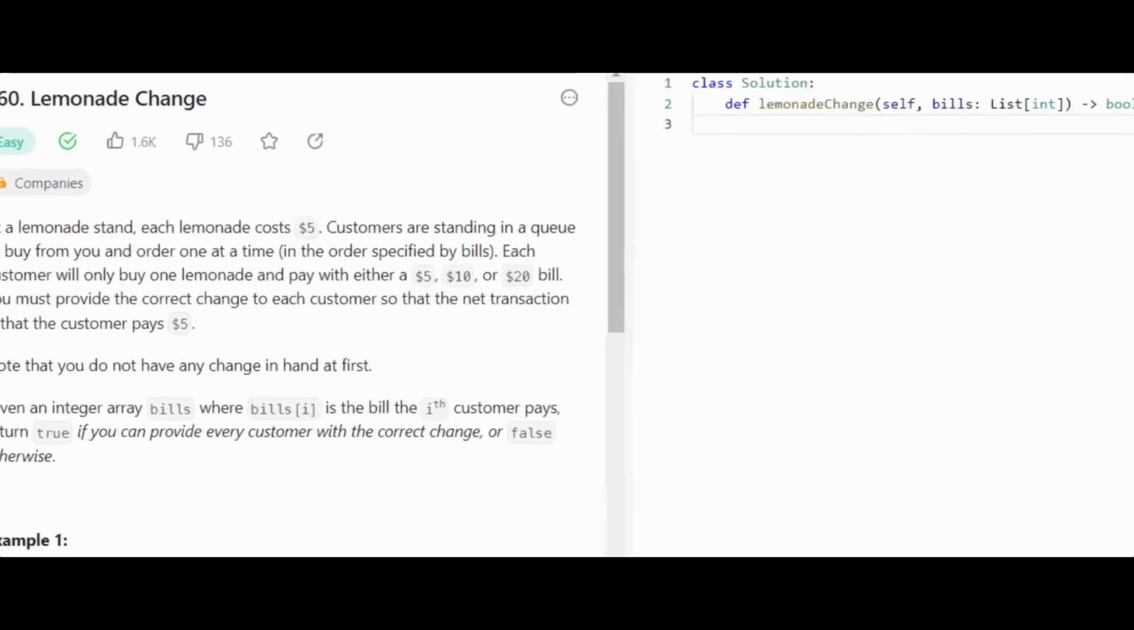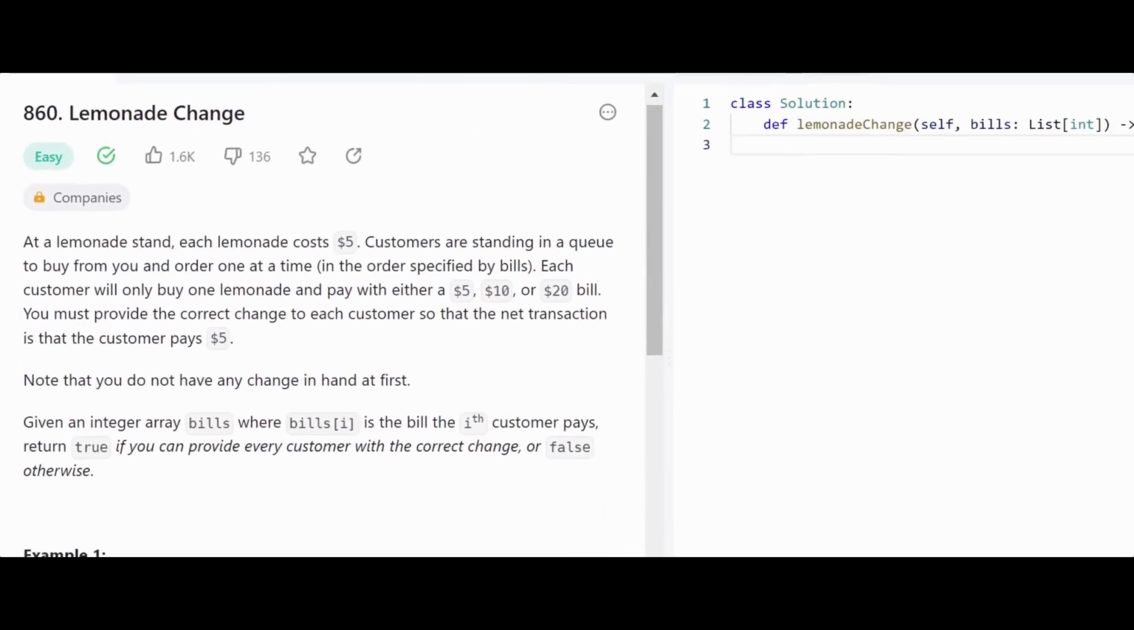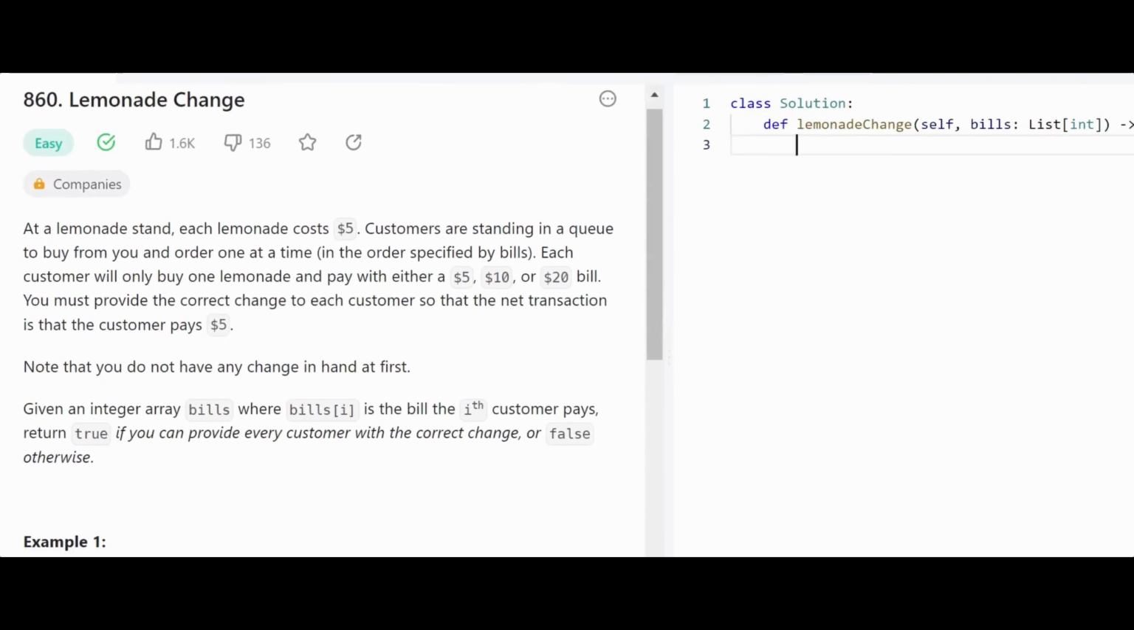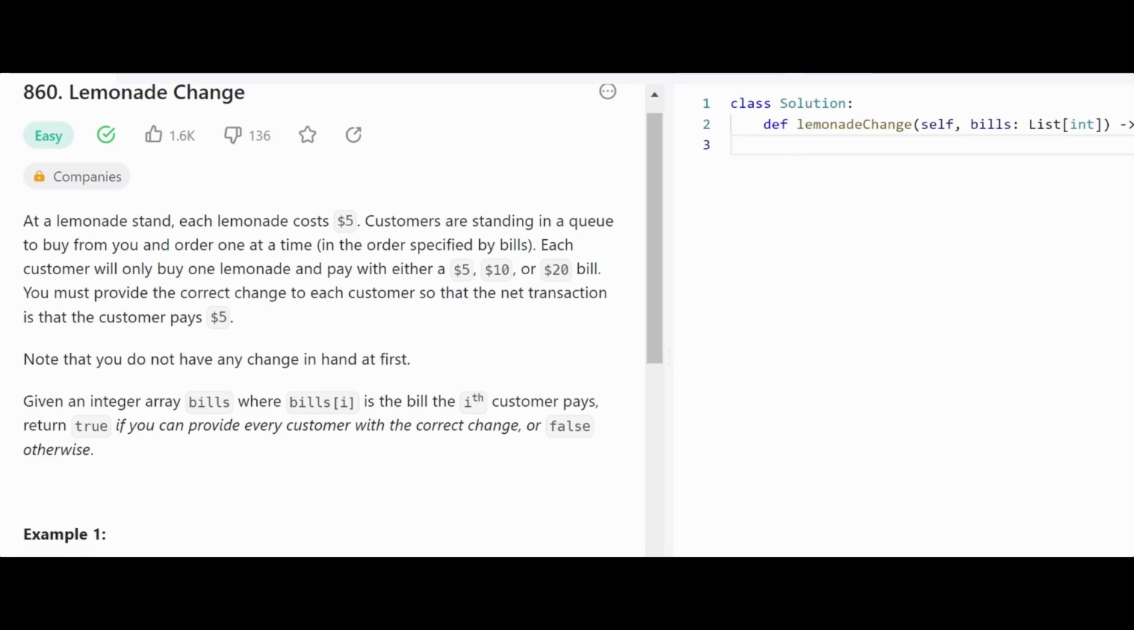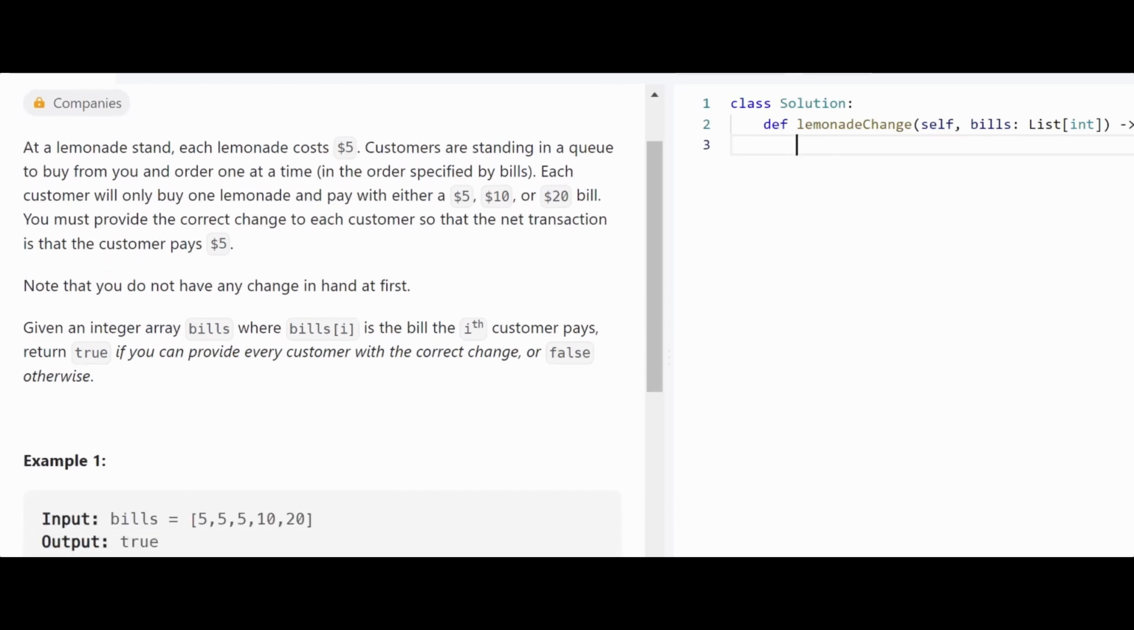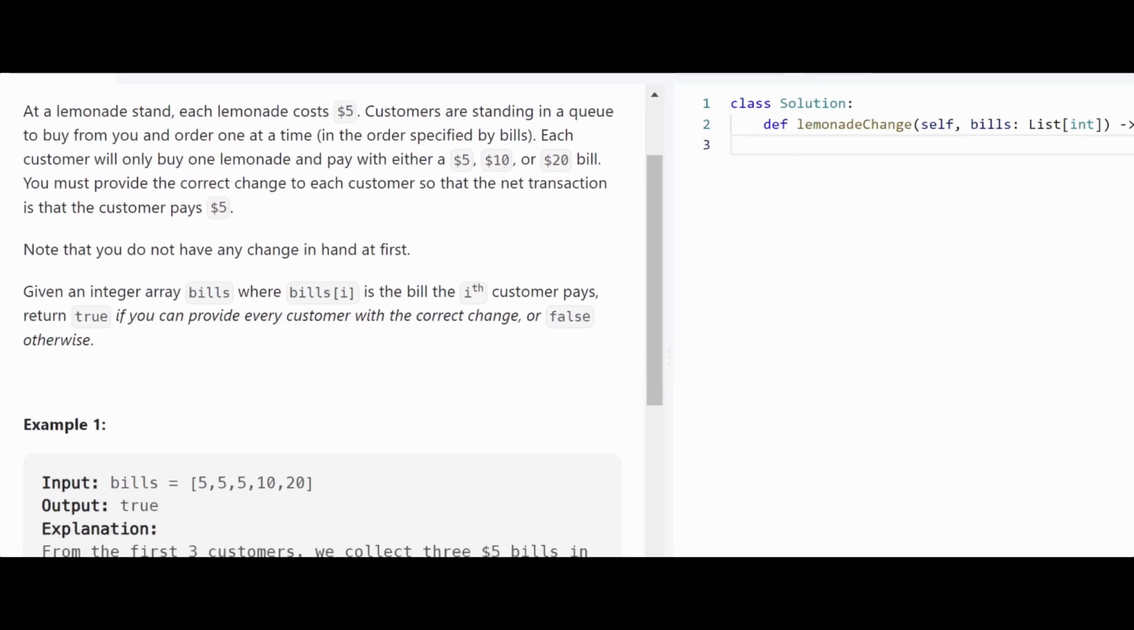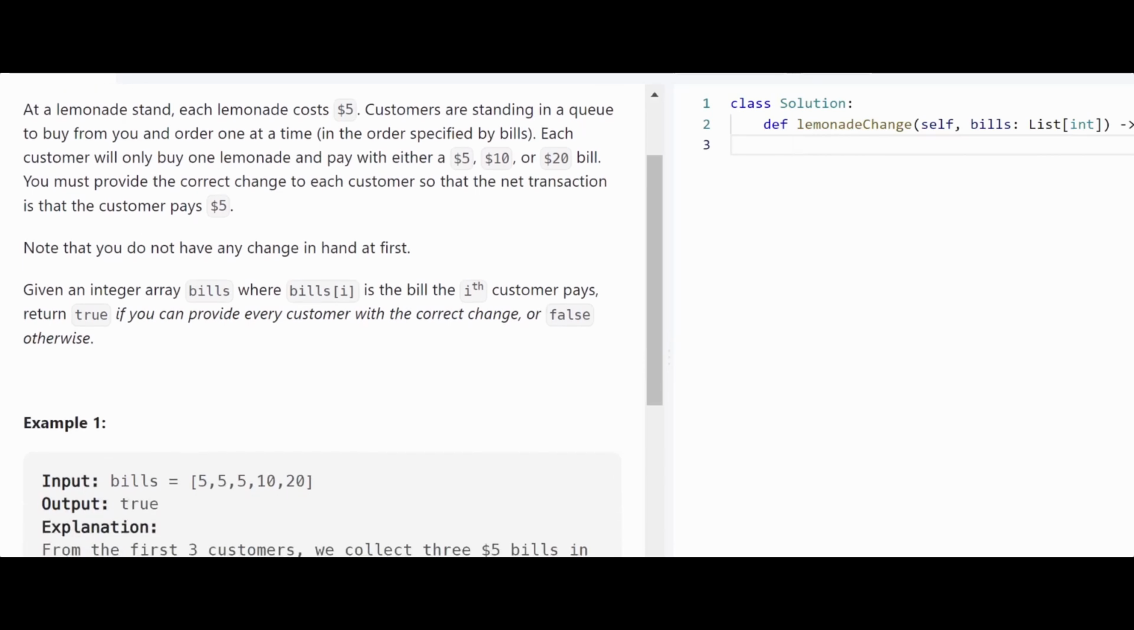In today's video, we're going to be solving the problem lemonade change. So the question says at a lemonade stand, each lemonade costs $5. Customers are standing in a queue to buy from you and order one at a time. Each customer will only buy one lemonade and pay with either a $5, $10, or $20 bill. You must provide the correct change to each customer so that the net transaction is that the customer pays $5.